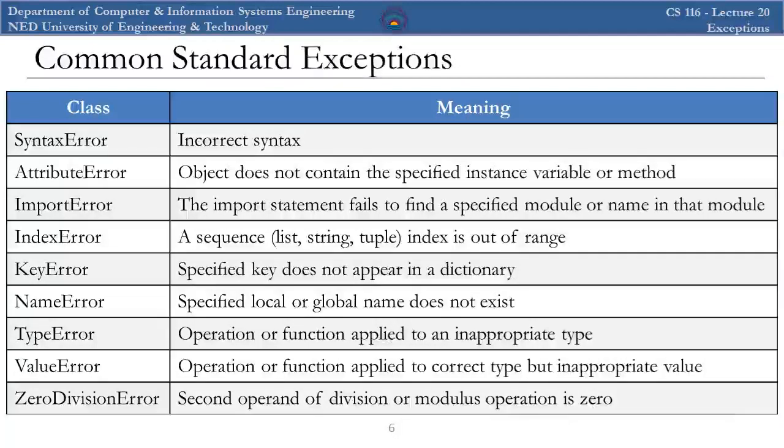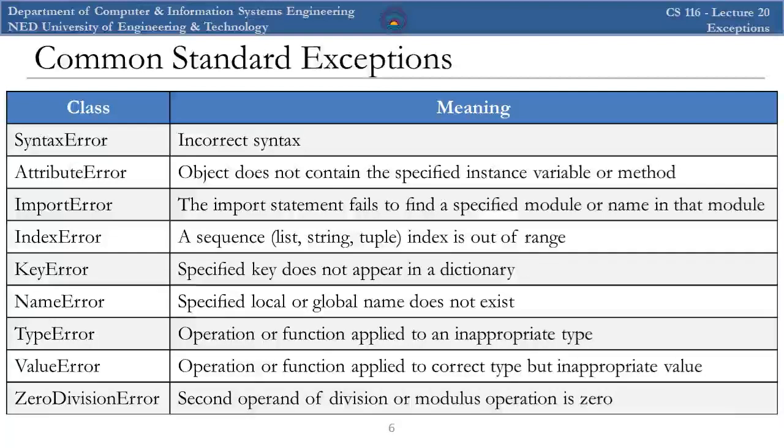ZeroDivisionError. This is one of the very famous types of errors in the computer world. Whenever you try to divide a value by zero, this error is raised because we know we cannot divide by zero. That produces an infinite value. So this is a very common error that appears in mathematical calculations.